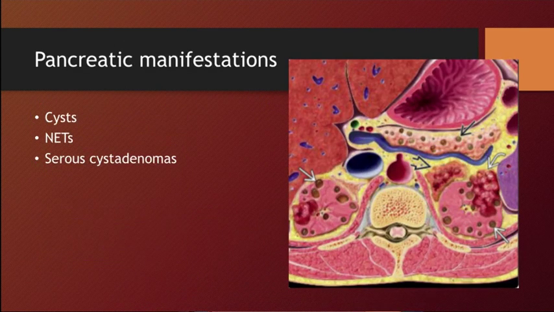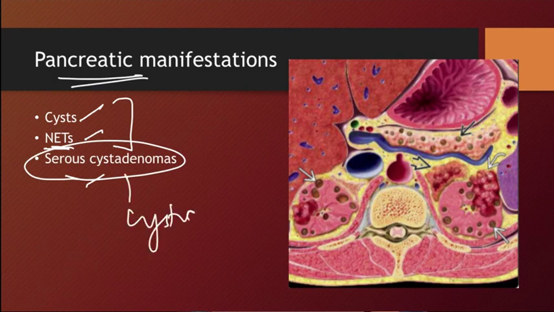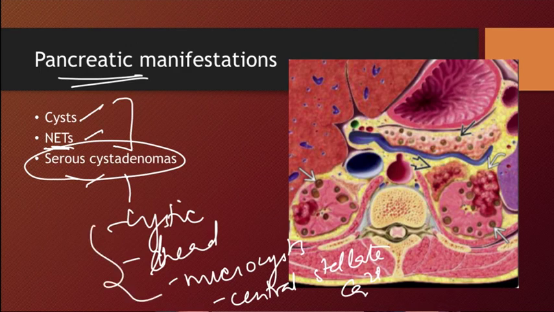Now, moving on to the other visceral manifestations, that is pancreatic manifestations. As we have discussed, there are 3 particular manifestations, cyst and NETs, that is neuroendocrine tumors being the most common. One more feature here is serous cystadenoma, which is a cystic tumor of the pancreas, typically occurs in old females in the head of pancreas, and there are microcysts within the lesion, and there is a central stellate calcification. So, these are the typical features of serous cystadenoma in a normal patient.